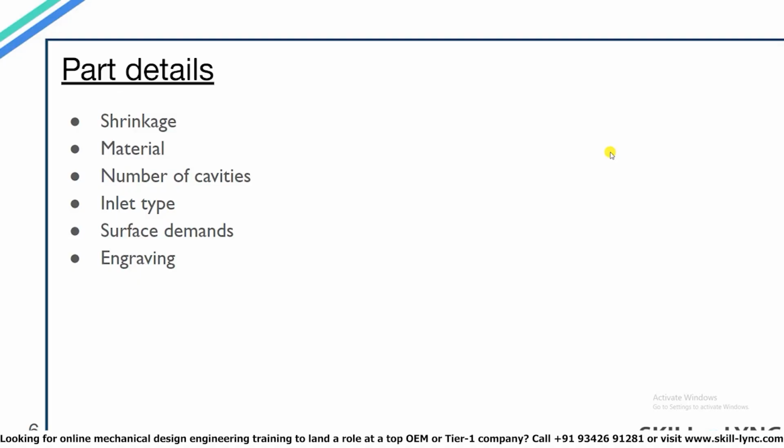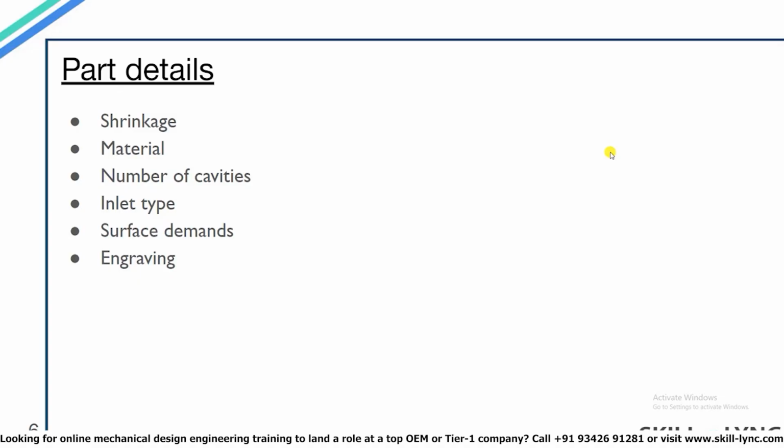And the next point is inlet type. There are different types of gates used, and depending on what types of gates you use, there may be some marks on the final products. So the customer is informed on what the effects of using specific types of gates are, and depending on the requirement, the gate type is selected. Types of gates will be covered in detail in a separate session.